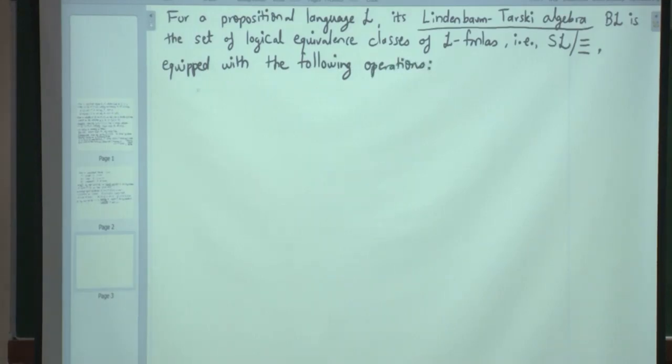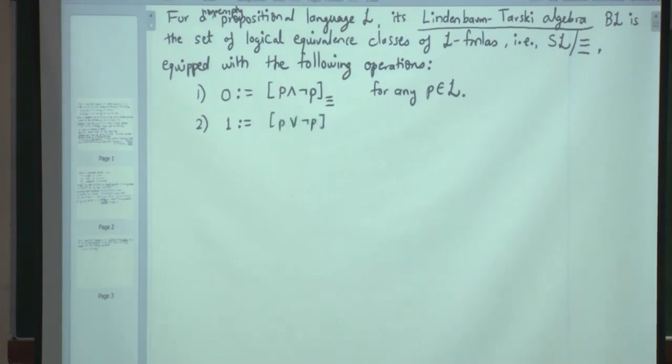The first one is, of course, 0. 0 is defined to be the logical equivalence class of any contradiction. So I chose this particular contradiction, for any P in L. Let's assume our language is non-empty. For an empty propositional language, what are we going to do anyway? It's useless. One is the class of any tautology.